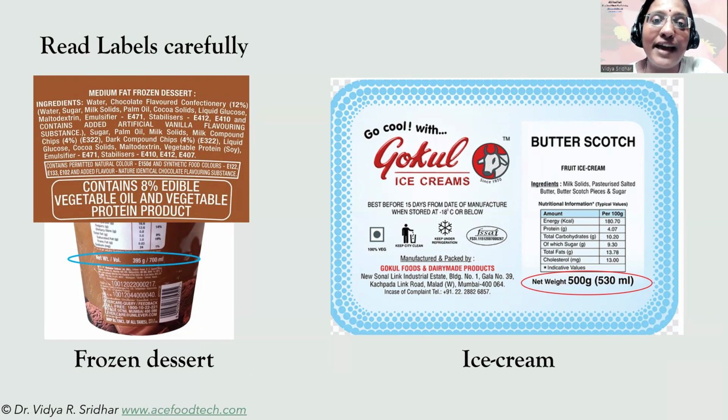Both of them have air incorporated in them, and they give you this foamy, nice textured ice cream feel. But one is an ice cream and one is a frozen dessert. And how do you know that? The first ingredient in a medium fat frozen dessert is water, whereas the first ingredient in an ice cream is a milk solid made from milk.